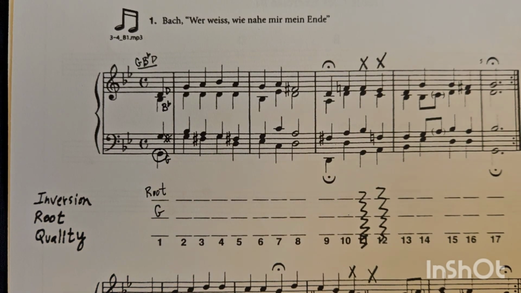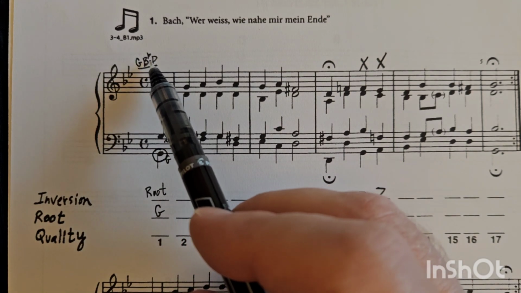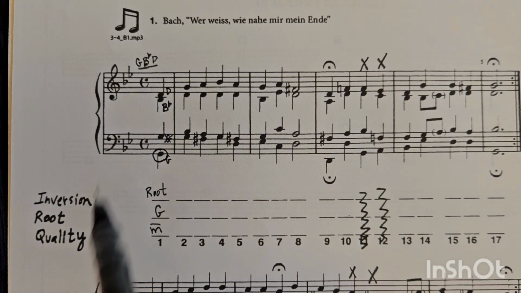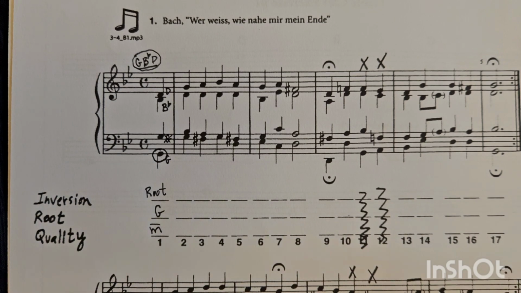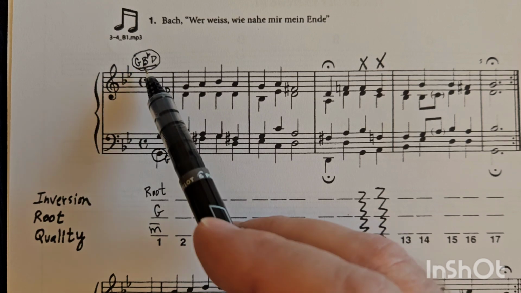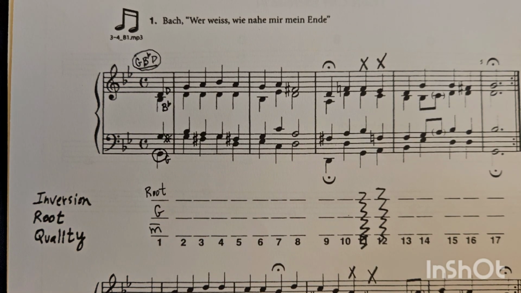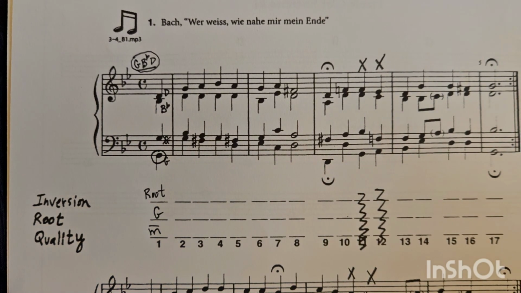Okay, then the quality: G to B flat is a minor third, and B flat to D is a major third, so that is a minor triad. And notice you want to go back to the root position chord to figure out the quality. All right, so G to B flat's a minor third, B flat to D is a major third, that makes it a minor triad. Now if you look, the next chord is actually the same chord.